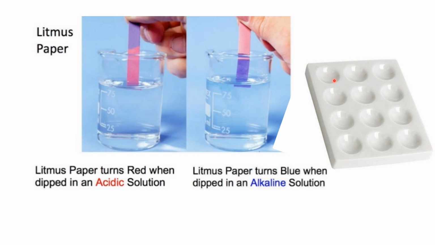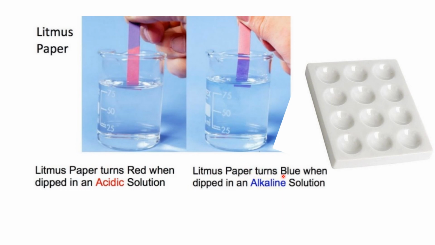Ideally, we don't dip litmus paper in an entire container of a chemical, because the dye could contaminate a potentially valuable sample. So what we do is obtain a small sample, place it in a container, and dip the litmus paper. The litmus paper turns red when dipped in acidic solution. So this is a blue litmus paper dipped in acidic solution. It turns red.